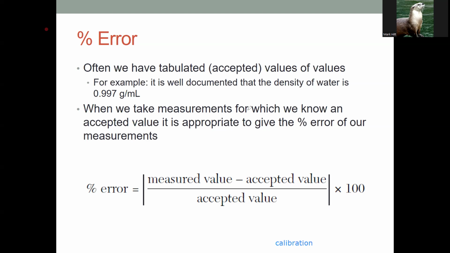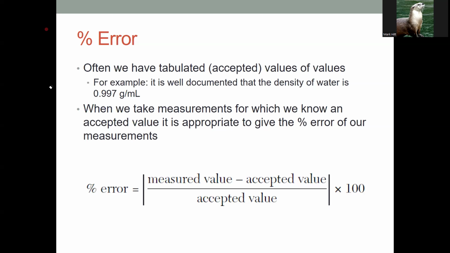Whenever we take measurements in lab, and we know an accepted value, it's always appropriate to give some percent error in our measurements. In order to do that, we say percent error is equal to the absolute value, which means get rid of the negatives, of the measured value minus the accepted value, divided by the accepted value, all times 100.